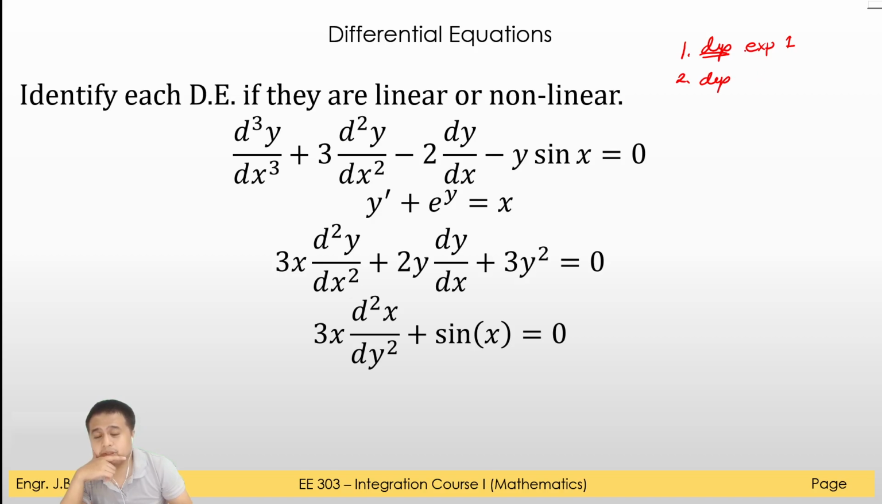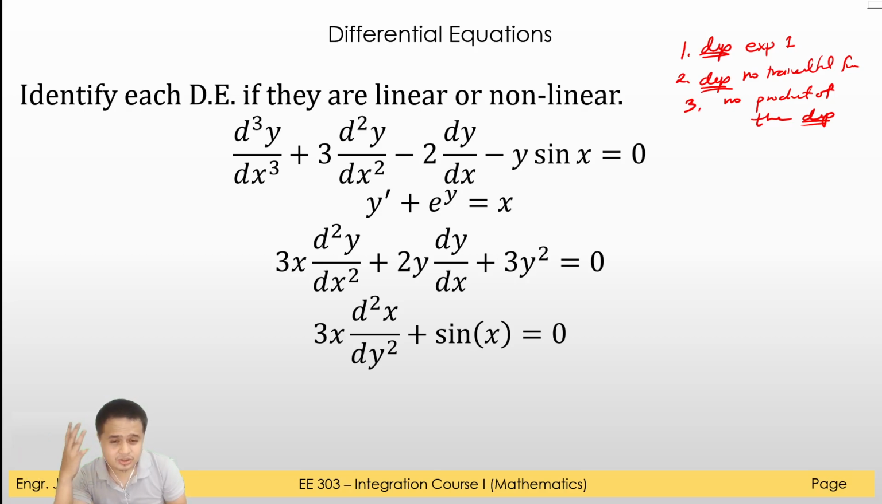And then the second one is the dependent variable has no transcendental functions. And then there should be no multiplication, no product of the dependent variable. So as you can see, we're only checking the dependent variable. If any of these three is violated, then it is already nonlinear. If all of these are characteristics of our differential equation, then it is linear. So it is easier for a differential equation to be nonlinear than it is to be linear.